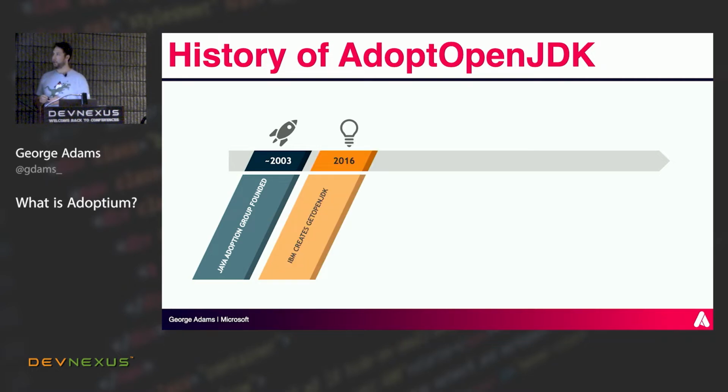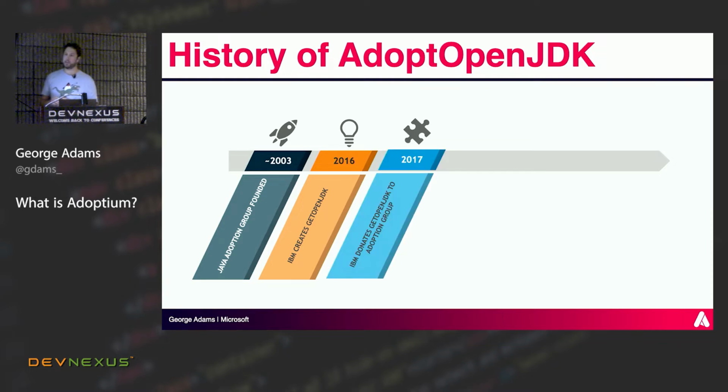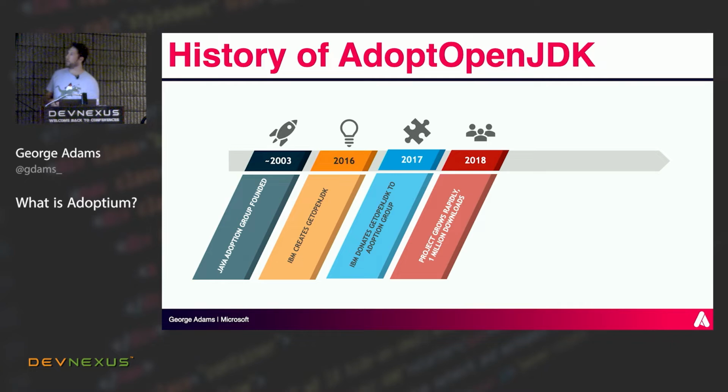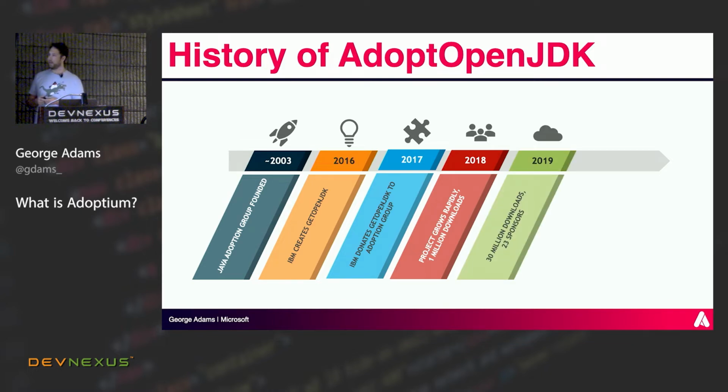If you go forward a bit to 2016, IBM created a project called GetOpenJDK, which was actually something that I was sort of in charge of at IBM a while back. And a year later, that was donated to the AdoptOpenJDK group, and that's kind of where AdoptOpenJDK as we know it started. You zoom forward another year, and you'll see that we had over 1 million downloads. And so it really grew quite quickly. You go forward another year, 30 million downloads and 23 sponsors. So the project really took off quite quickly.